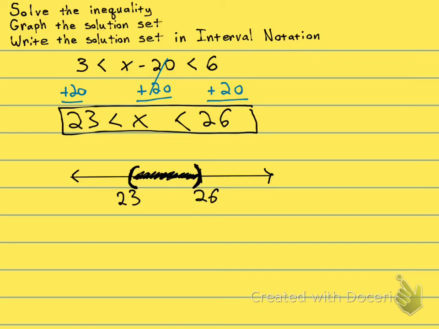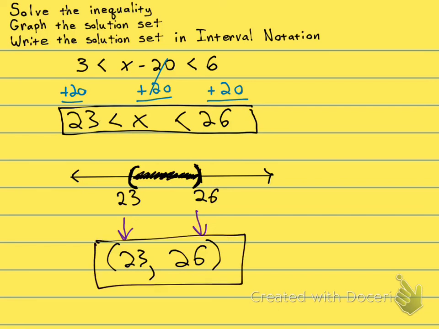And then I'm going to write the solution set in interval notation. So if your graph is set up nicely, your interval notation is going to be right below it. So my graph starts at 23, and it is shaded all the way to 26. It stops at 26. The 23 has a parenthesis, and the 26 has a parenthesis. Okay, so notice I only have one interval that's shaded here, and I only have one interval for my answer. And that's it. That's all 3 parts to this question.